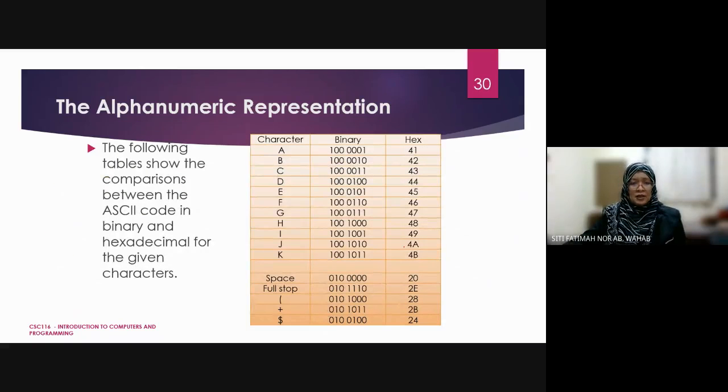Okay, you can see this table that shows the comparison between the ASCII code and the binary code, the ASCII code in binary and hexadecimal for the given character. You already saw this one. I already showed you H. Okay, space. All the characters that we have will have their own binary code in the ASCII code. Alright?